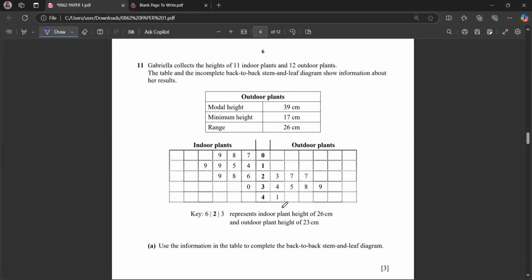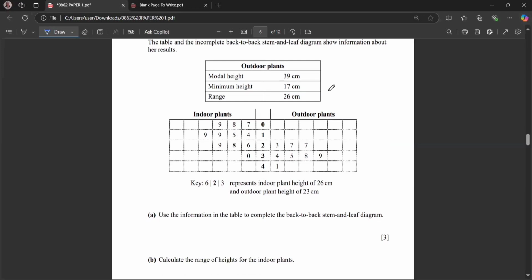So the back-to-back stem and leaf diagram, its biggest advantage is that you can compare two different things at the same time. So here indoor plants and outdoor plants, two different things, their heights are compared. Usually in a graph, you can only compare one, right? So a back-to-back stem and leaf diagram helps you to compare two.